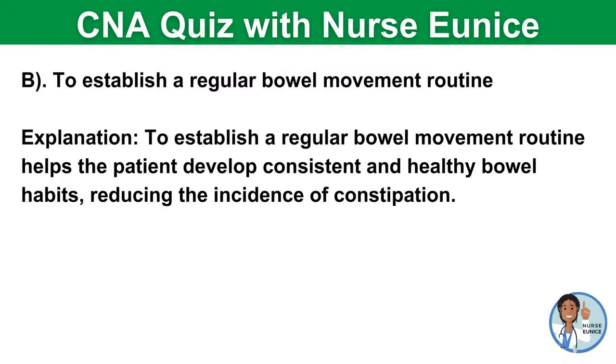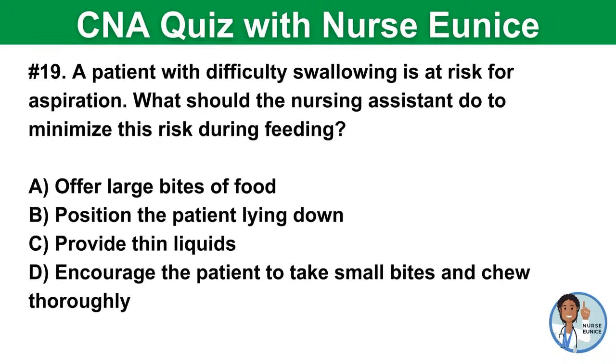So the correct response is going to be B. Establishing a regular bowel movement routine helps prevent the person from developing constipation, and it also promotes regularity. So kind of like a kid, take them to the bathroom more frequently. But again, we can't use the term potty training for adults. It is bladder or bowel training.